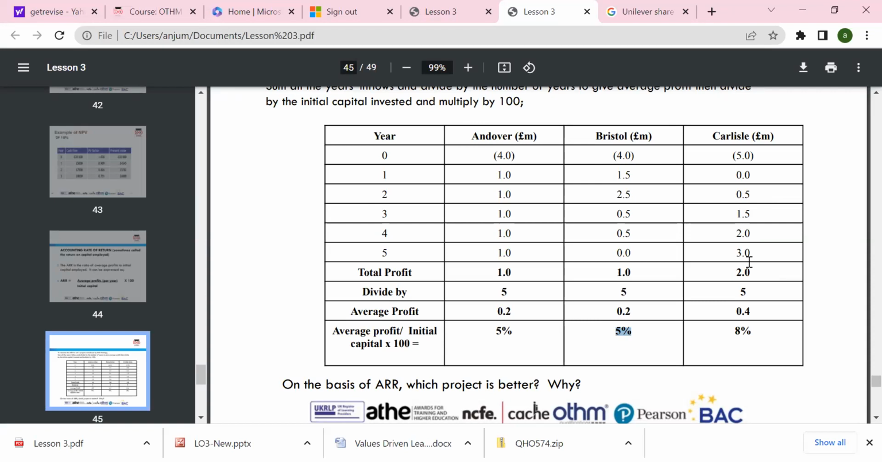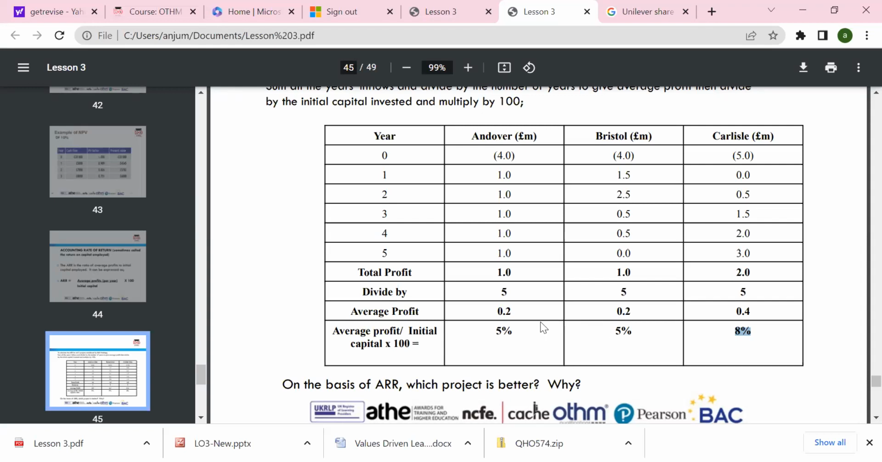If we choose project C, we're getting 0.5, 1.5, 2, 3, and we add them all, the positive figures, and minus the investment. This 7 minus 5 equals 2 million profit. We're getting 2 million in 5 years, so 0.4 divided by 5 times 100, so 8%. Based on the percentage, we can say project C is better, as it gives the higher average rate of return.